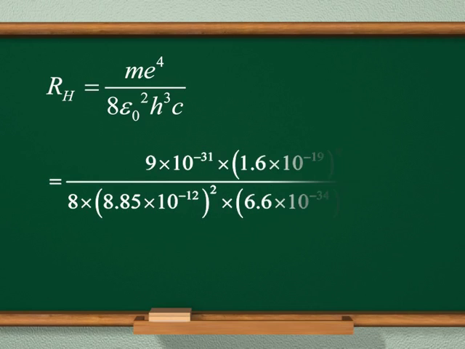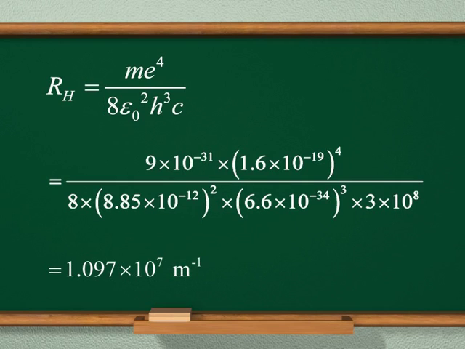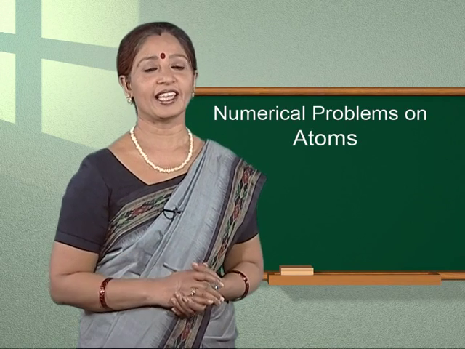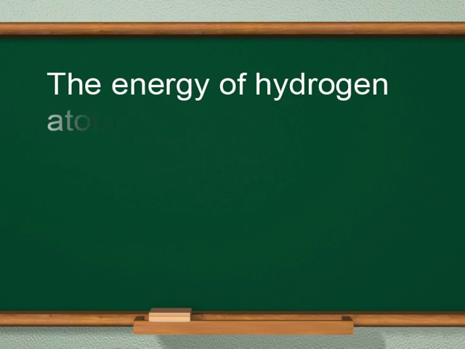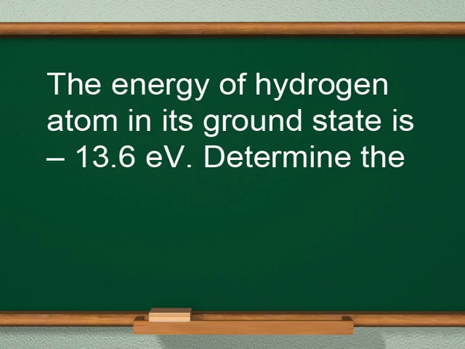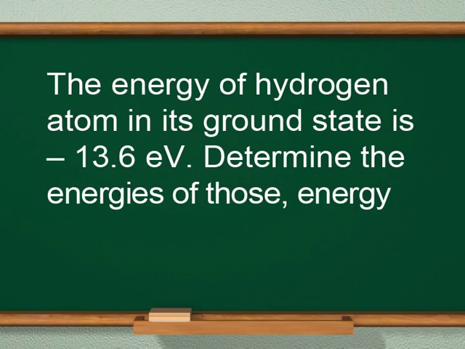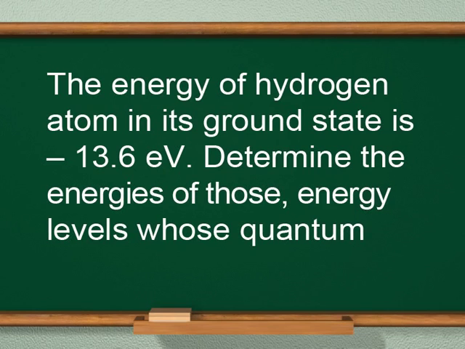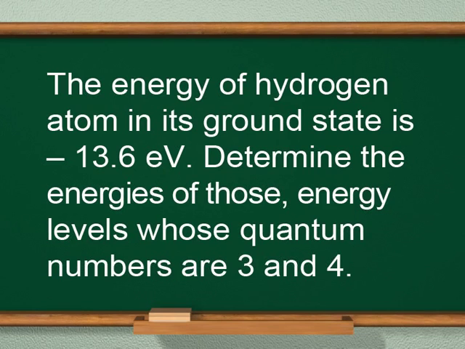On substituting corresponding values, we get RH equal to 1.097 into 10 to the power 7 per meter. Here is the next problem. The energy of hydrogen atom in its ground state is minus 13.6 electron volt. Determine the energies of those energy levels whose quantum numbers are 3 and 4.